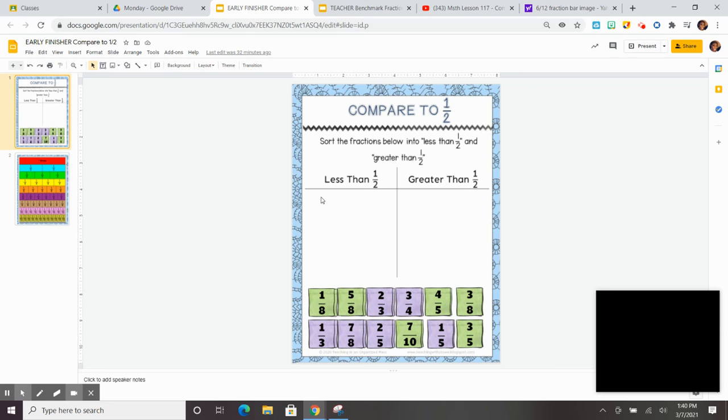And you can always think, well, what's half of 8? Half of 8 is 4. So I know that 4/8 is equivalent to 1/2. If I have 1/8, that means that it is less than 1/2, okay? So that is what you guys are doing for your assignment this week.